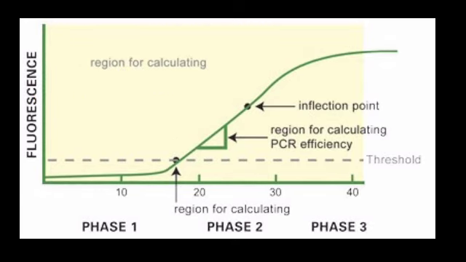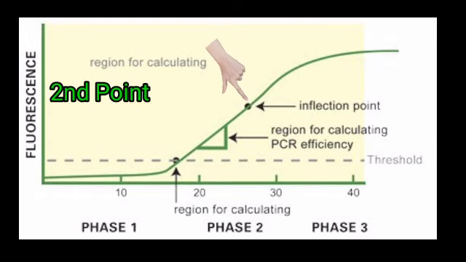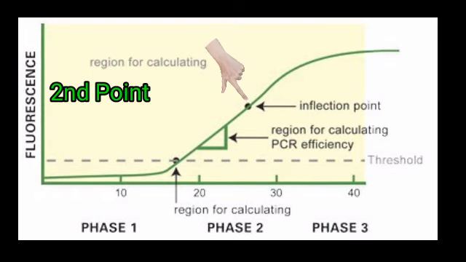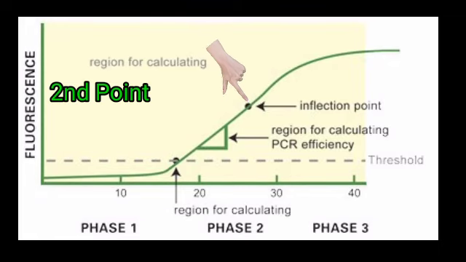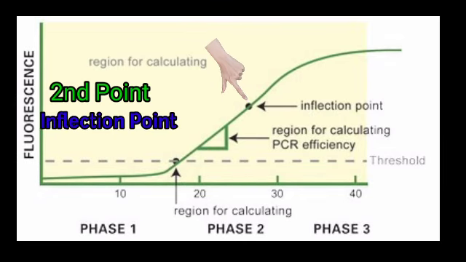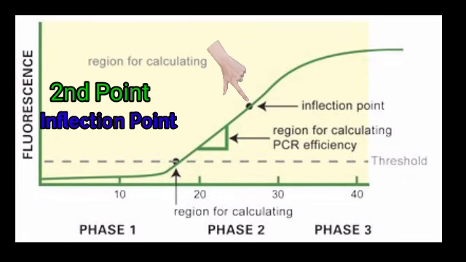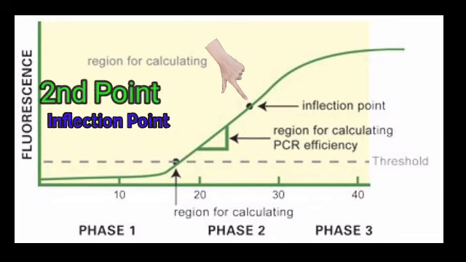The second point, not particularly of interest in the daily clinical lab but of relevance here, is a point midway of the apparent second phase of the curve, where there is a change from the curve increasing in slope each cycle to decreasing in slope each cycle, what a mathematician would refer to as an inflection point.